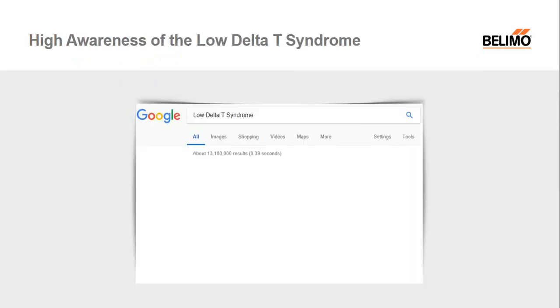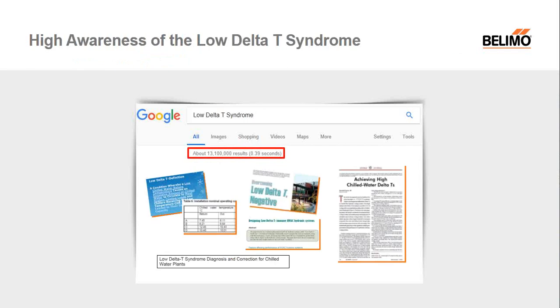And when it comes to the HVAC system, the one area that we're talking about is what's called low delta T syndrome. There's a high awareness of low delta T syndrome. If you were to Google that, you would come up with a little over 13 million results. And essentially, low delta T syndrome is coils operating at an inefficient level by not maintaining their delta T set point.